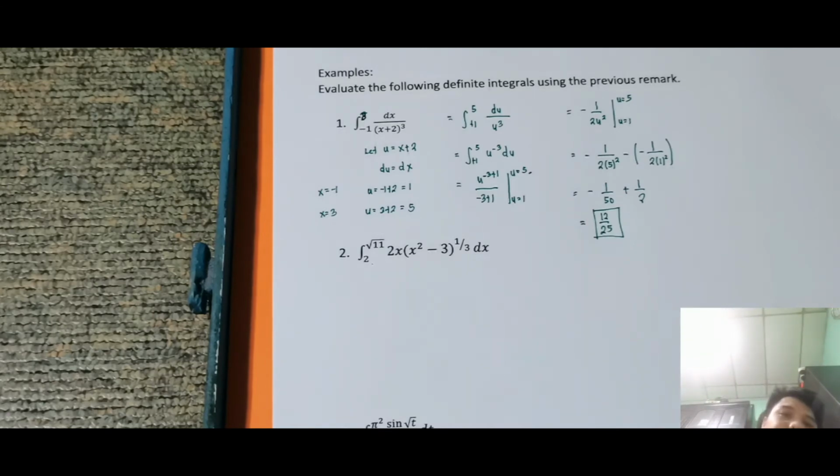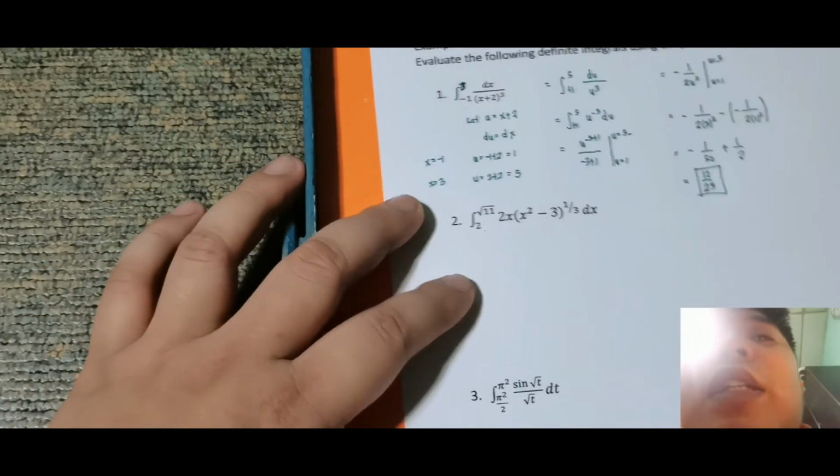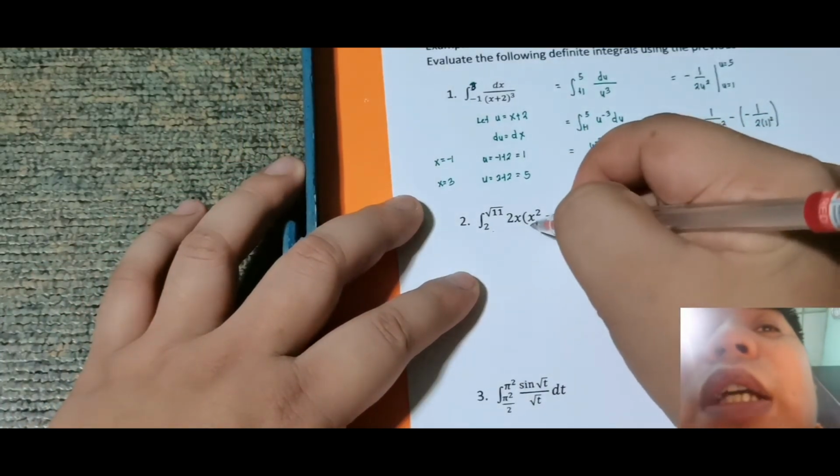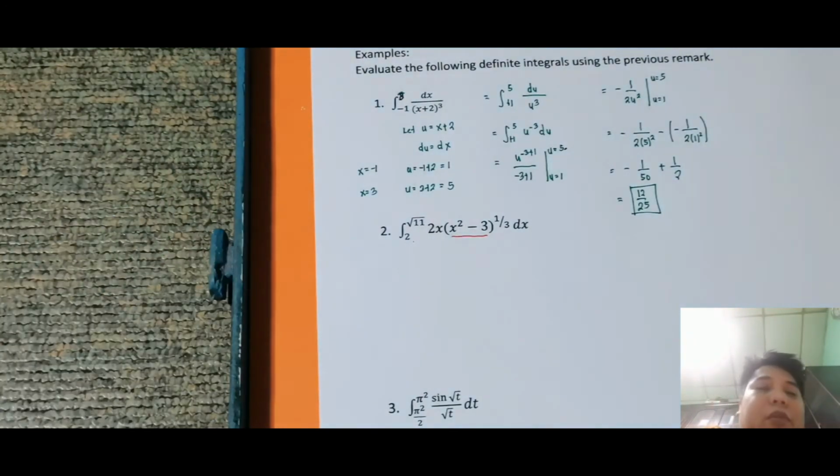So now, let's have number 2, integral ng 2x times x squared minus 3 raised to 1/3 dx from 2 up to square root of 11. Okay, so proceed tayo dito. So note, ito yung i-review natin. Ito yung rule, hindi ko kasi nasabi sa inyo to last time. Sinasabi ko to sa mga tuturo ko sa integral.